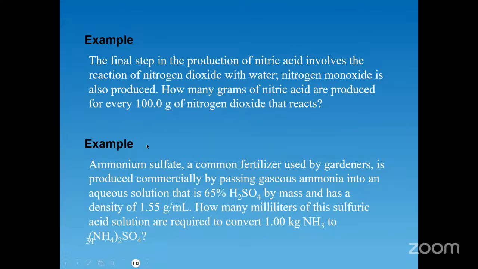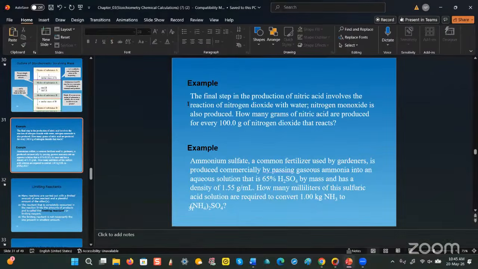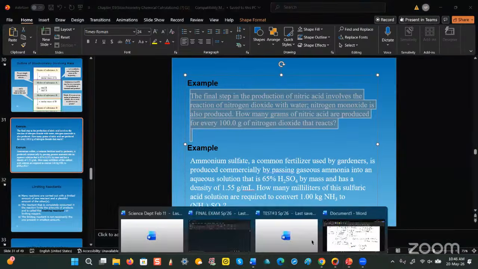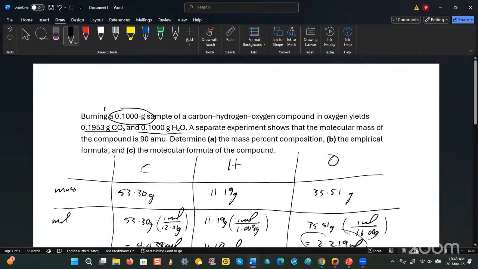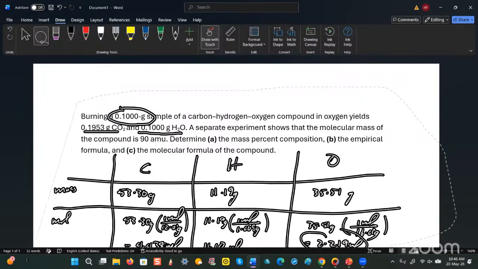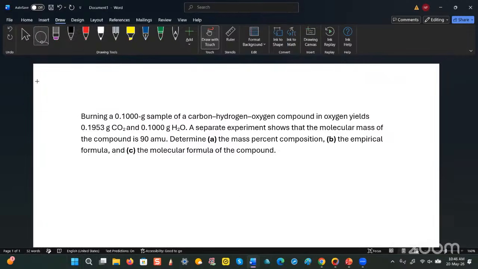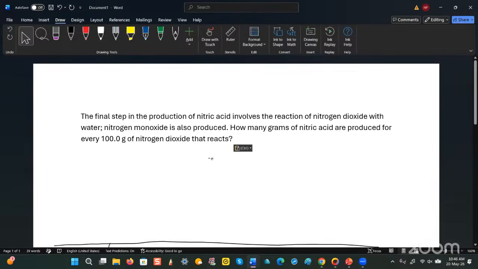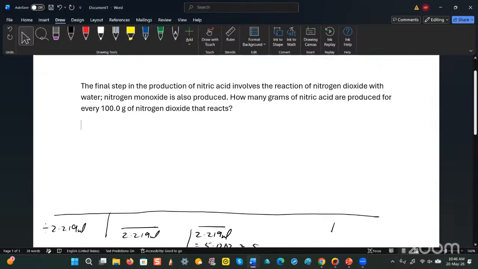So again, I'm going to need some space, so let me copy the first one here and paste it in the Word document that I have here. All right, so this is the question. The final step in the production of nitric acid involves, oh, let me clear this here.